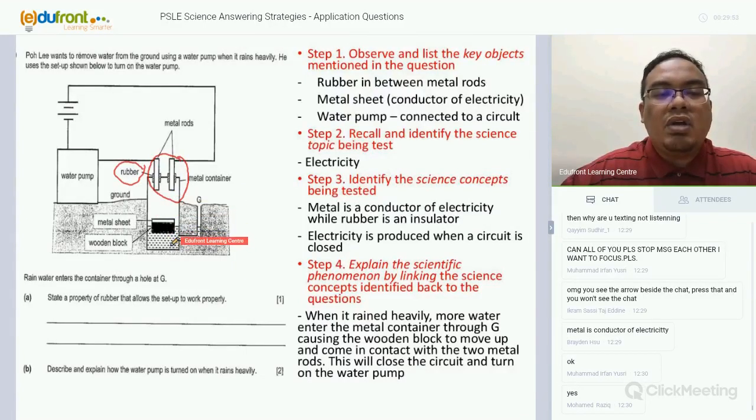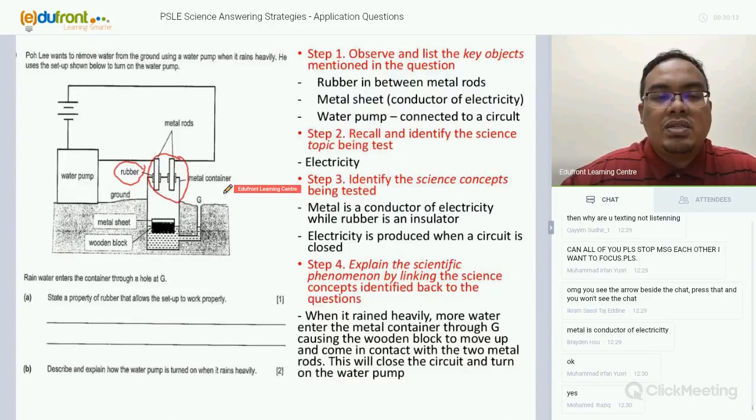Meaning that there's not much rainwater inside the metal container, this water pump will not work, right? Why will the water pump not work? Because it is an open circuit, right? It's an open circuit. So you can see there's a gap here. What causes the gap? Rubber. Why? Because rubber is an insulator of electricity.